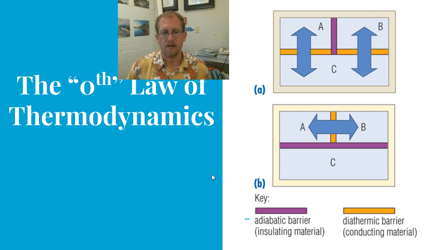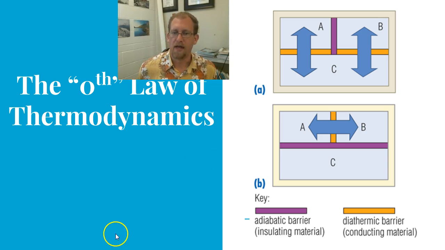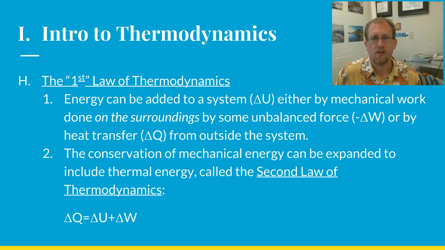There you go. So the 0th law of thermodynamics: if A and C are in equilibrium and B and C are in equilibrium across a diathermic barrier, meaning it conducts heat energy, then C, being in equilibrium with both A and B, means that A and B are in equilibrium with each other, right? And so the idea here is that, again, it's like the transitive property. If this equals this and this equals this, then these two have to equal each other. Okay? Hope that makes sense. So that's the 0th law.